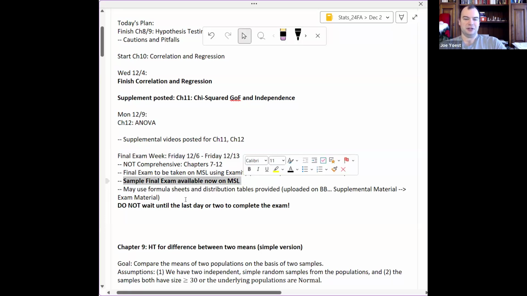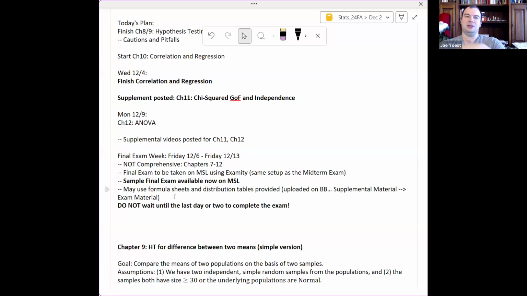The sample final is available now. I apparently said that on Monday, but it wasn't quite available yet. So I went in, changed that. It is available now. You'll see it at the top of the assignments tab. I put all the exams at the top of that tab so that they're just easier to find when you click in. You don't have to wade through homework sets or something like that.